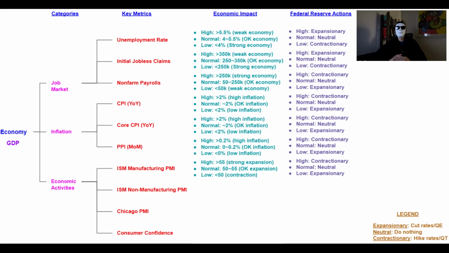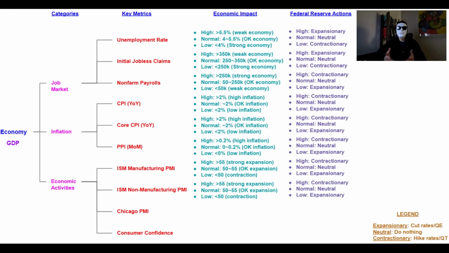Now, the price levels of the services sector are generally stickier than the manufacturing sector, given most of the costs are human labor. Therefore, the Fed generally monitors this metric closely to plan their next moves on defending the inflation. Now, the measurement is generally the same as the manufacturing PMI, and the economic impact and the Federal Reserve's actions are the same as well.